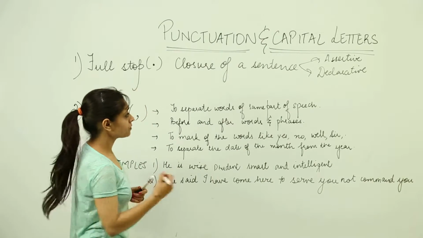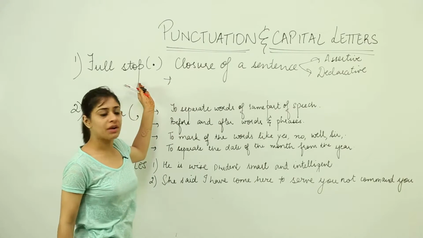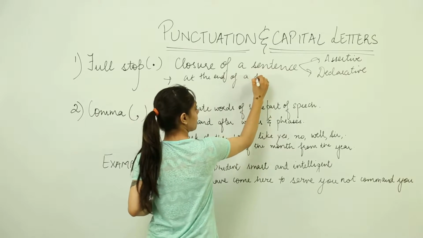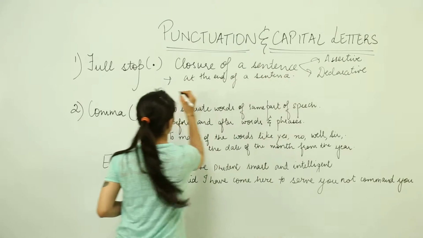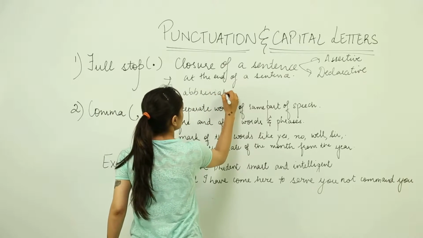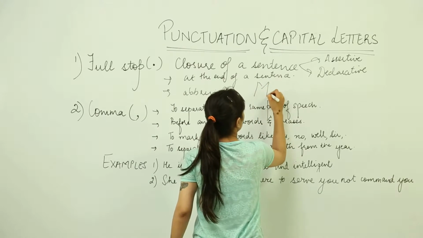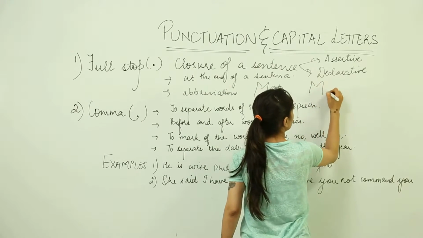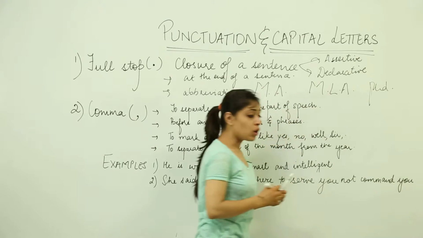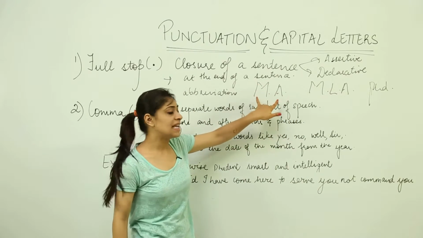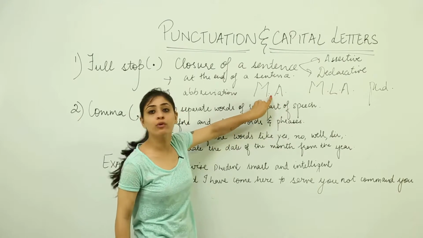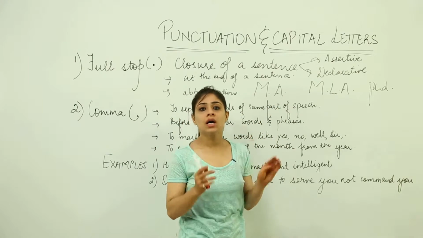Right, and full stop is generally used at the end of the sentence. Or it is generally used for abbreviations. Abbreviations like MA, MLA, PhD. Now, full stop here denotes that these abbreviations mean something. There are particular words involved in it, but when we put full stop here, it encloses the word limit.